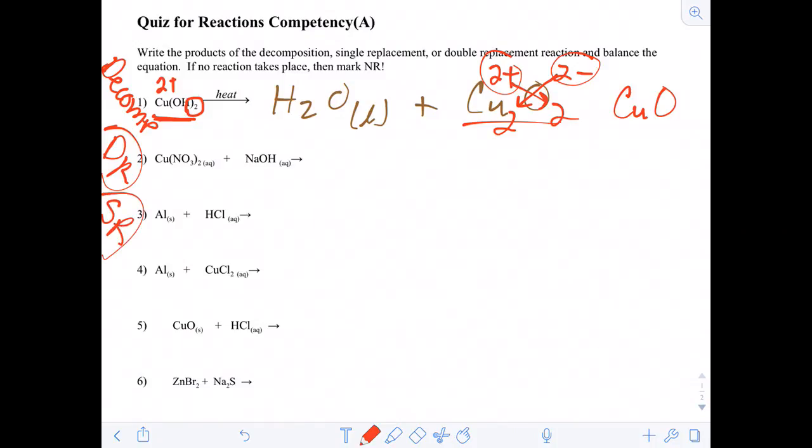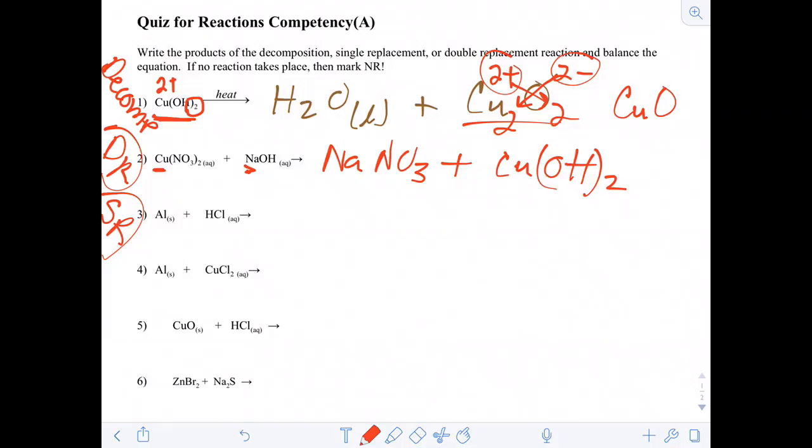So for number 2, what are the products? John, what do you think? What do you get? You get sodium nitrate. Sodium nitrate, perfect. And copper hydroxide, right? How many hydroxides do you need? Oh yeah, copper. 2. Absolutely 2, exactly. Because again, the oxidation state of copper here is 2.